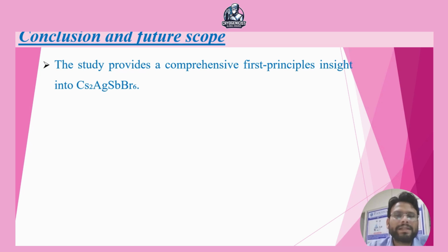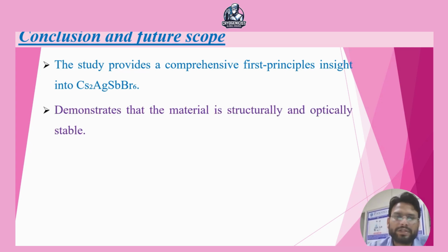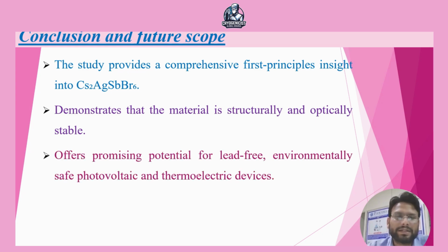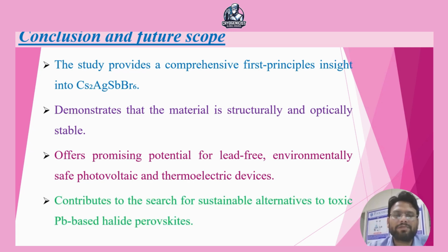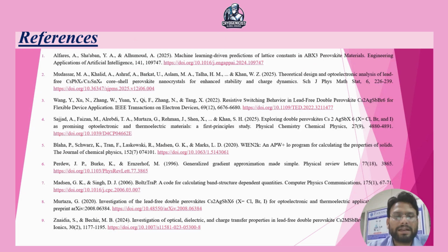The study provides comprehensive first principles insights into Cs2AgSbBr6 and demonstrates that the material is structurally and optically stable. It offers promising potential for lead-free, environmentally safe photovoltaic and thermoelectric devices, and contributes to the search for sustainable alternatives to toxic lead-based halide perovskites.